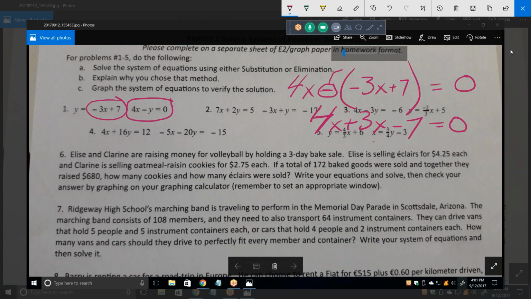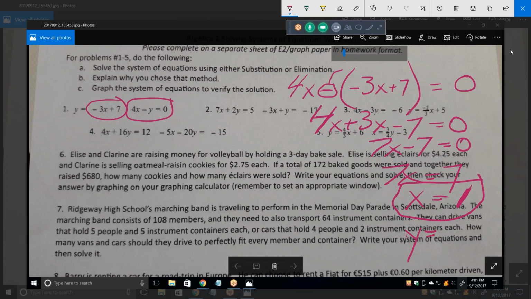So 7x minus 7 equals 0. Further. 7x equals 7. And finally, x equals 1. Actually not finally, because all we did was solve for x. How do I solve for y? Because we always need to solve for both variables here. Right. How am I going to solve for y?